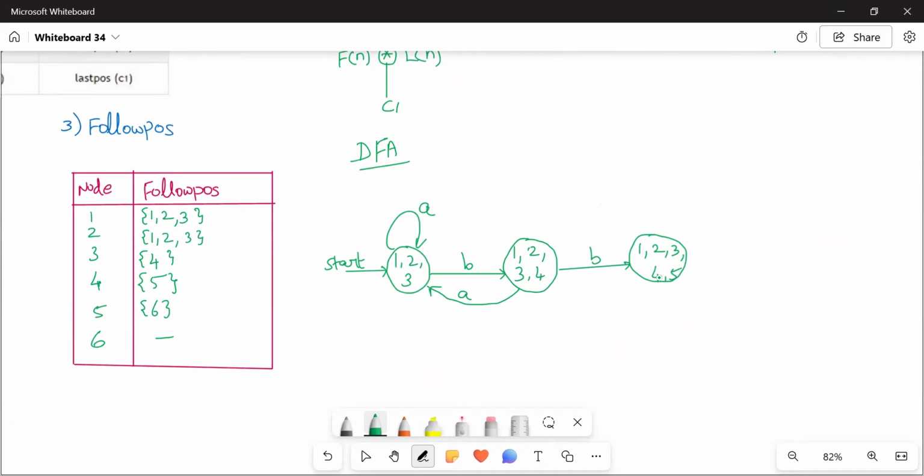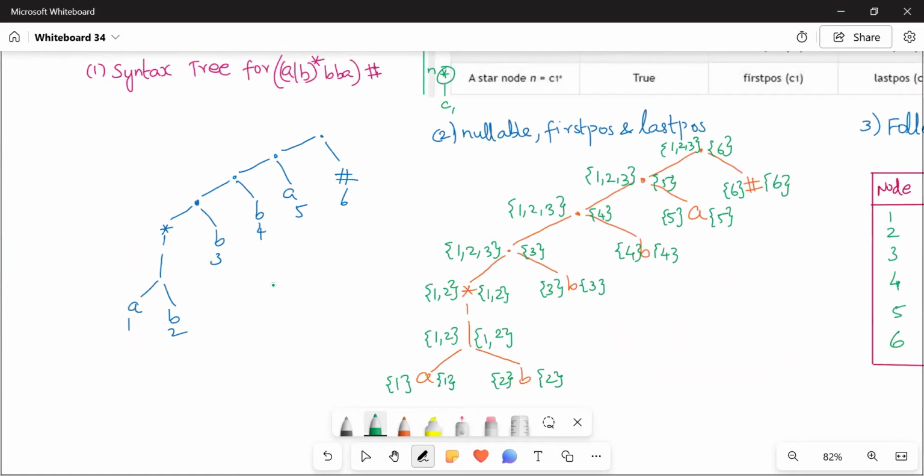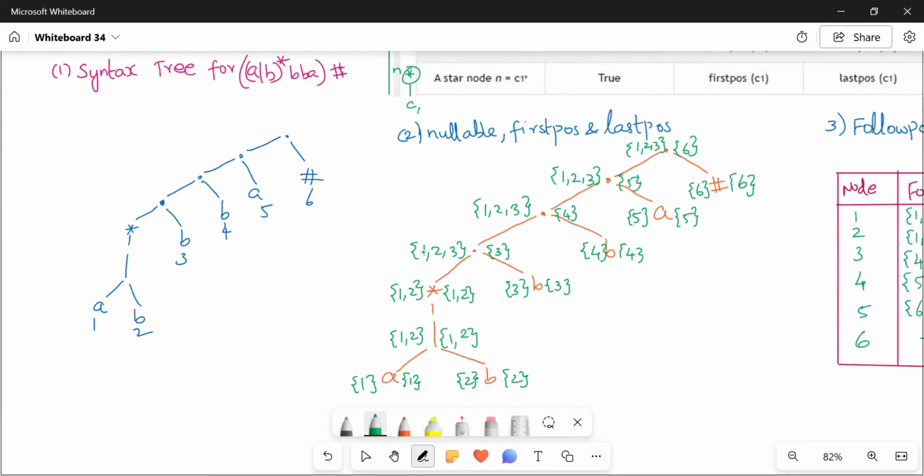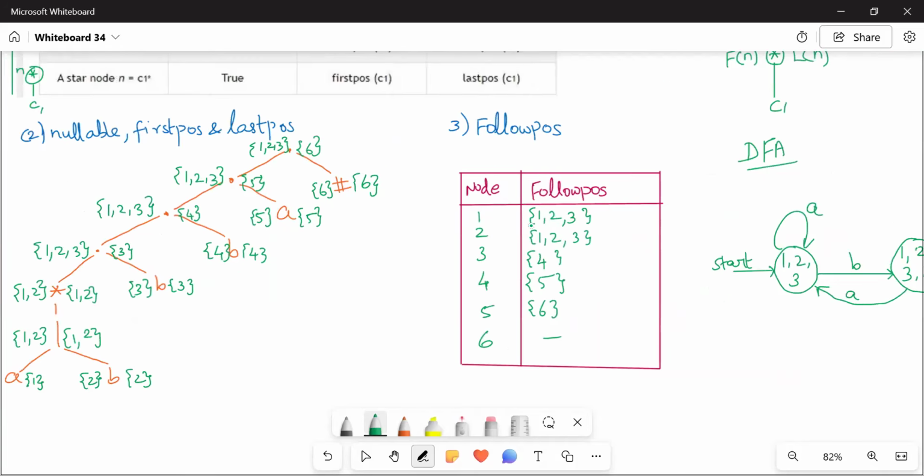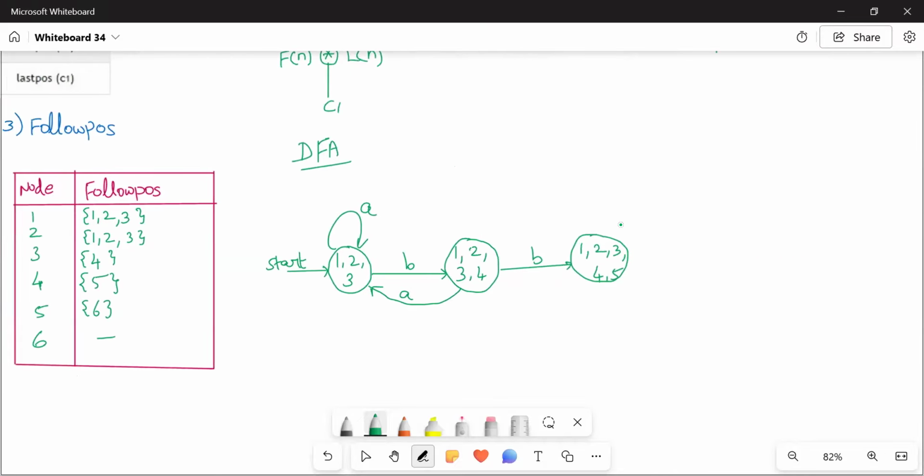Now from 1, 2, 3, 4, 5, A appears in 1 and 5. Now find follow position for 1 and 5. It is 1, 2, 3, 6. This is also a new node. So we have to construct that node now. So from this node, A goes to 1, 2, 3, 6.